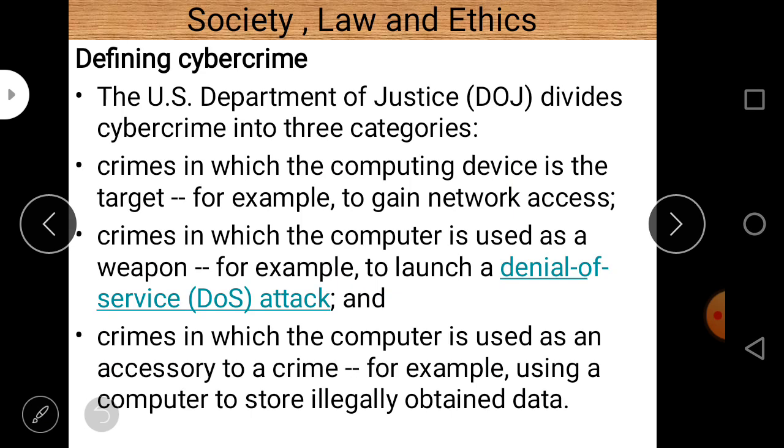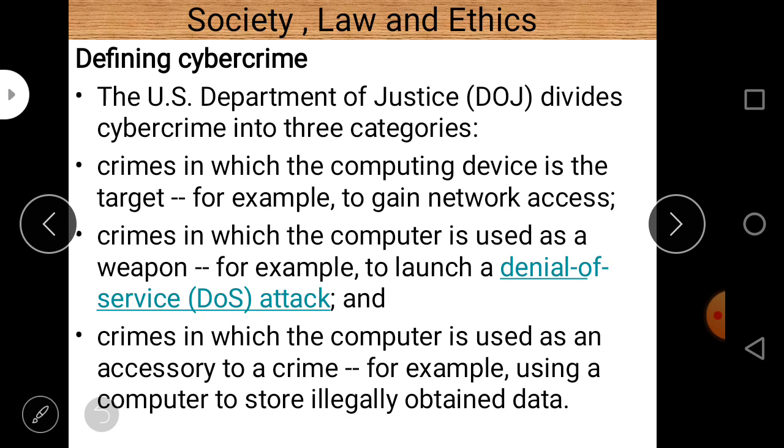Next, cybercrime. This is a very common term. What is cybercrime? I think all of you are very familiar with the term, and it is also a very important topic. Cybercrime and the IT Act 2000 and 2008 are already discussed, so here I give you a little description about cybercrime. The US Department of Justice, DOJ, divides cybercrime into three categories.